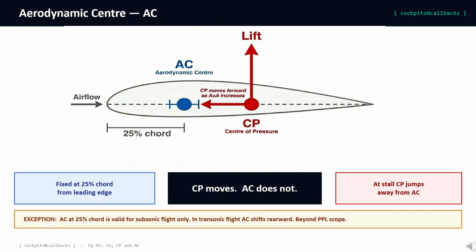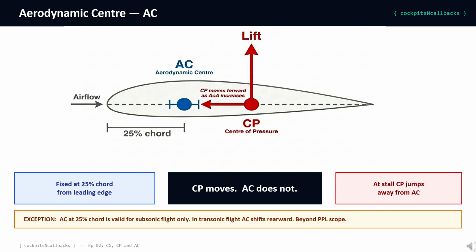We have seen how CP moves and what happens at the extreme, but where exactly is it moving toward? There is a fixed reference point on the wing chord shown here as the blue dot, and it sits at 25% of the chord from the leading edge. It stays there regardless of angle of attack, regardless of camber, regardless of airspeed. It simply does not move. This point is the aerodynamic center, AC.